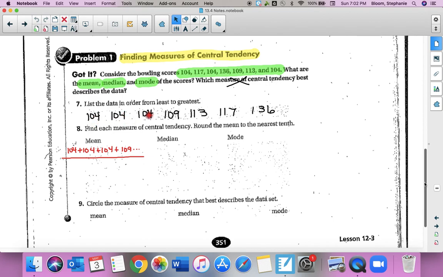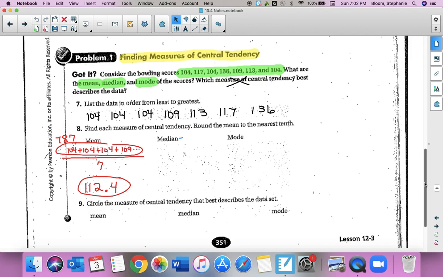So 1, 2, 3, 4, 5, 6, 7. And so the mean of this is 112.4. Okay. Next up is median. Oh, and by the way, if you did this, all of this added together would be 787.